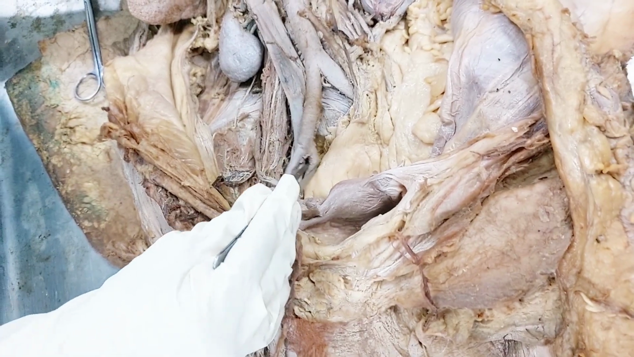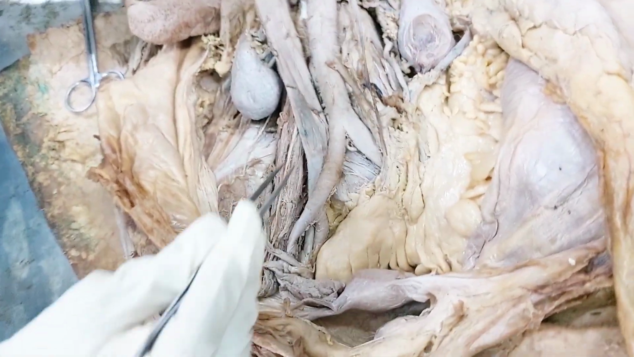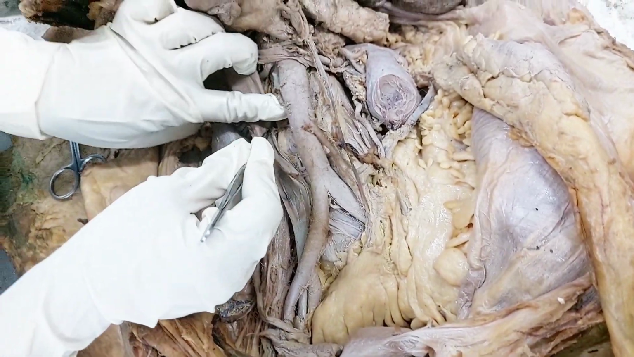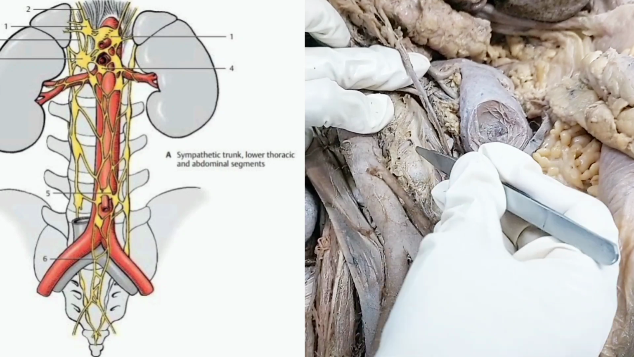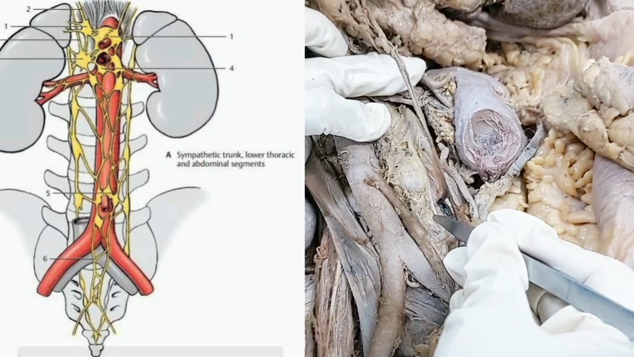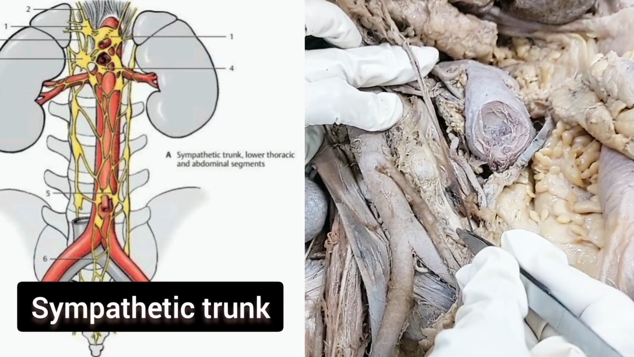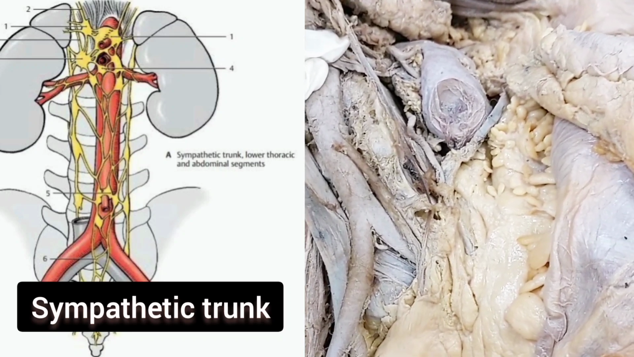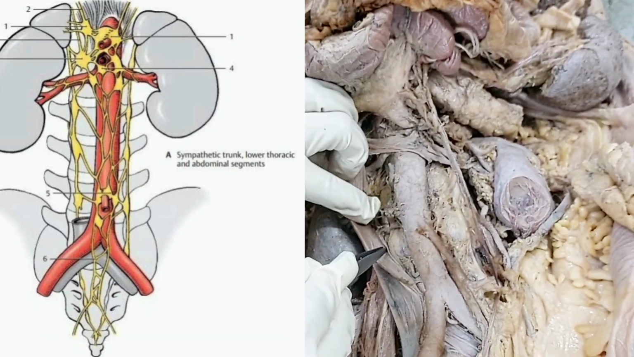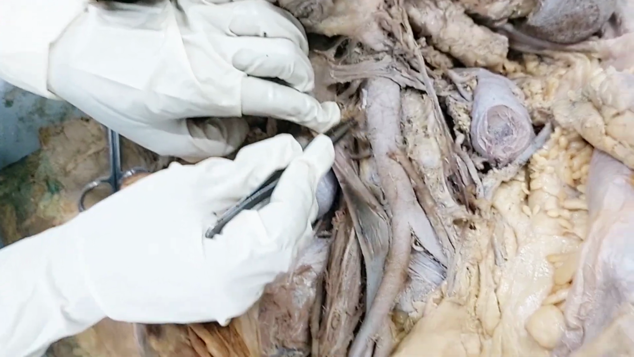And another structure we can see is the sympathetic trunk. Can you show the sympathetic trunk? Sympathetic chain, it runs on each side of the vertebral column. Yes, this is the sympathetic chain, starting from the base of the skull up to the first piece of coccyx. On each side, you will get the sympathetic chain formed by the nerve and the ganglia.